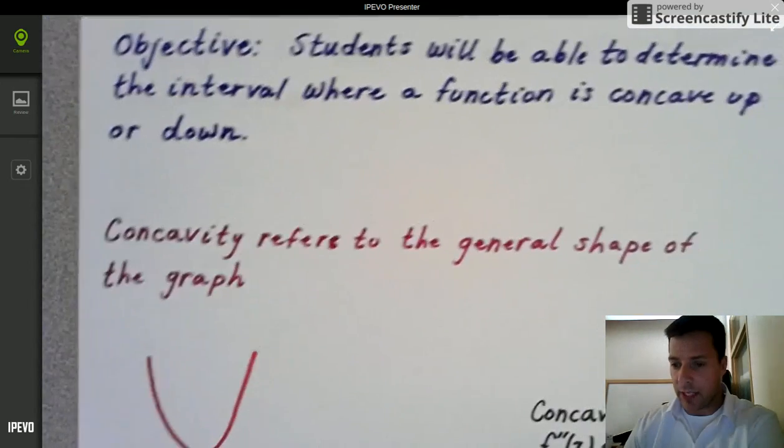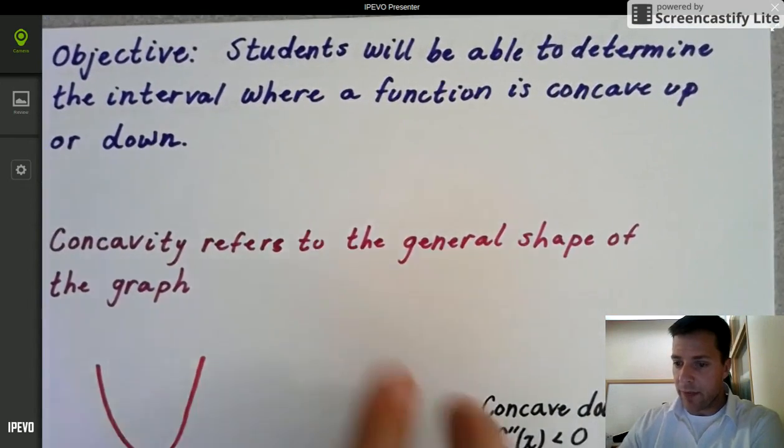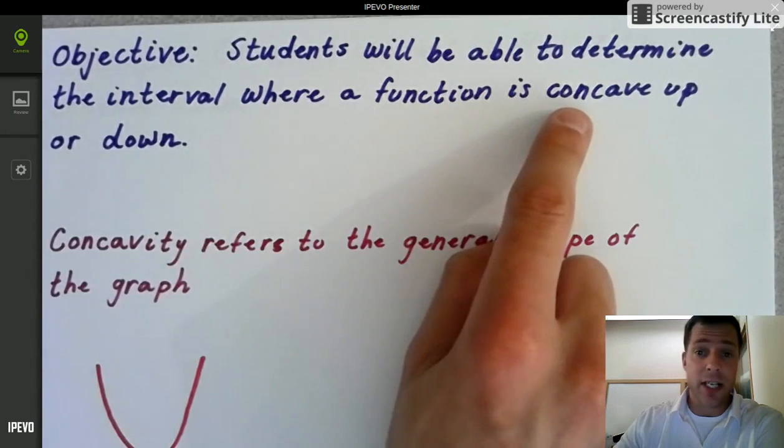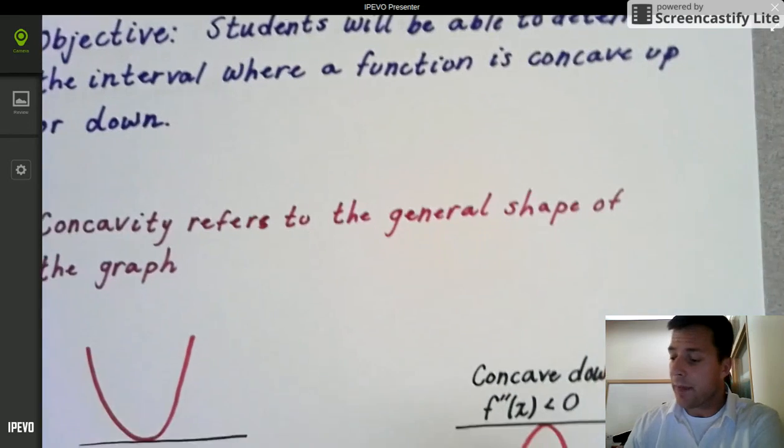Before we begin, we've got to look at a couple of things. The objective for today is simple. If I give you a function, you're going to be able to determine the interval where the function is concave up or concave down.